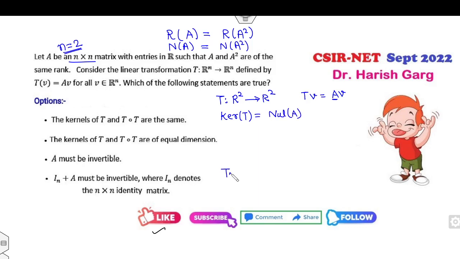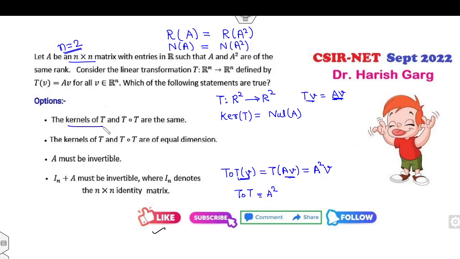T circle T. What is the T circle T of V? It will be T of AV. This will be A square V. By using what? T of V is my AV, and again this is my V. Then A into A, that is A square. So basically, T circle T is like A square.